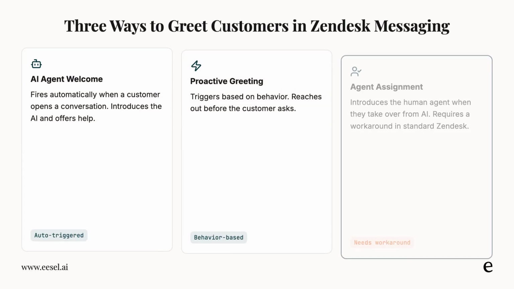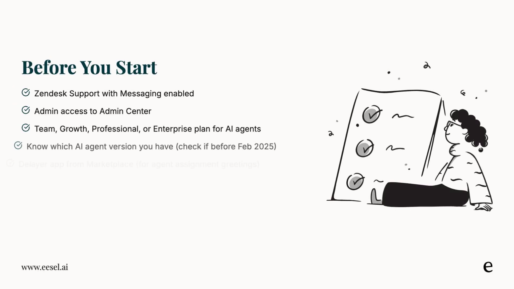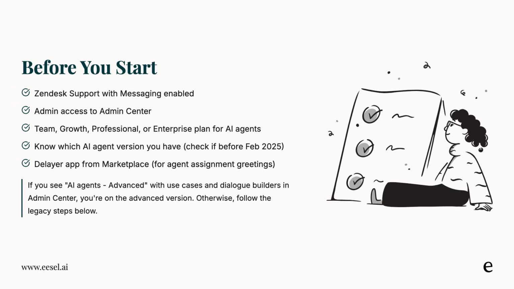Zendesk Messaging gives you 3 ways to greet customers. The AI agent welcome fires automatically when a conversation opens and introduces the AI. The proactive greeting triggers based on page behavior before the customer asks anything. The agent assignment greeting introduces the human agent when they take over, but this one requires a workaround in standard Zendesk.